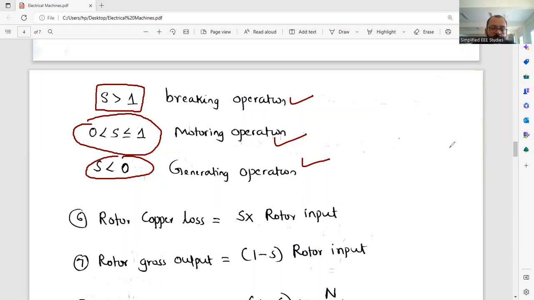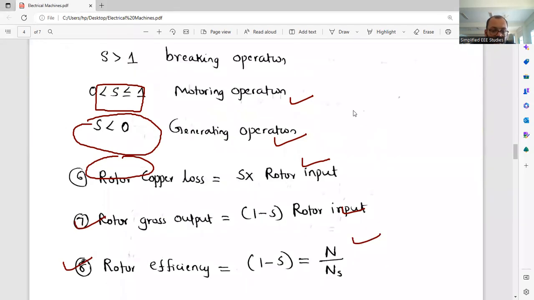Similarly, rotor copper loss you can calculate by multiplication. If you multiply slip and rotor input, you get the rotor copper loss. If you want to calculate the rotor gross output, you have to multiply (1 minus slip) into rotor input. So you'll get the rotor gross output. Later, you can calculate the rotor efficiency using the formula: 1 minus S is equal to N by Ns. Okay, so 1 minus S is equal to N divided by Ns. Then you will get the rotor efficiency.